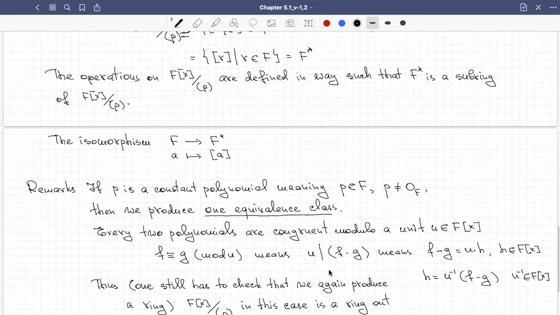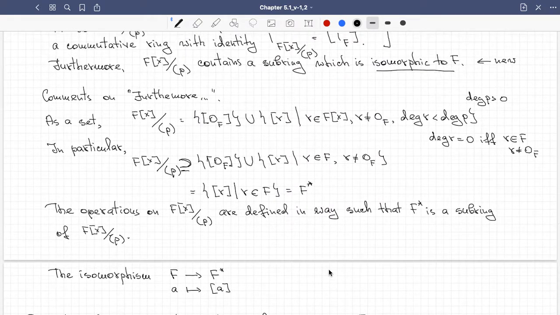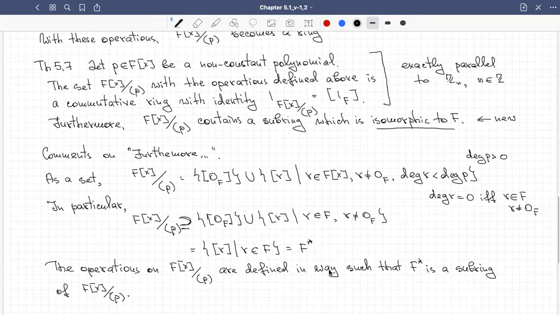The last clause of our theorem, furthermore, the new one, is not true. The zero ring does not contain a subring isomorphic to the field. The rest is absolutely good. In the same way, you can take n to be 1 and see what happens here. You produce a zero ring as Z mod 1.